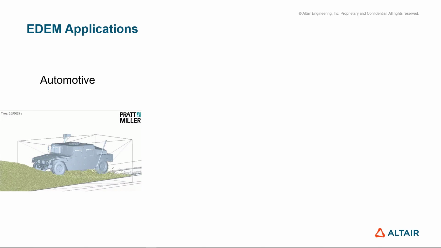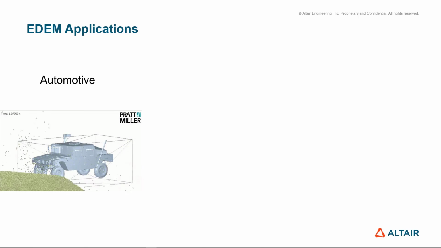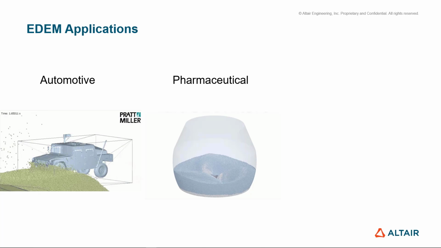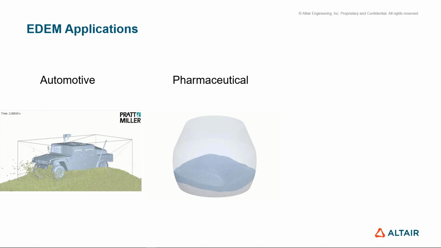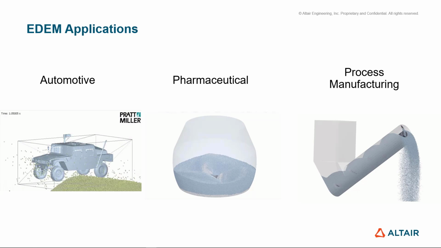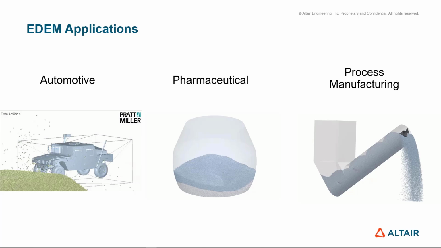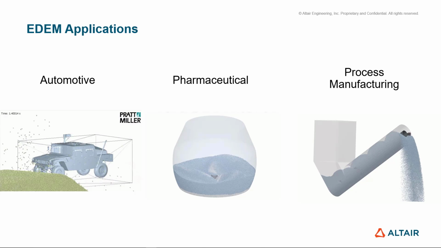We can also evaluate and optimize the design and performance of cars on different terrains, and we can model the interaction between the body parts and the soil. We can also simulate mixing processes, for example powders, and analyze the mixing effectiveness by showing the concentration of each type of particles in the mixer. Another industry is process manufacturing, where EDEM can be used to optimize processes involving bulk solids such as powder mixing, tablet coating, milling, drying, and many others. You can really simulate so many different types of materials, including flexible materials.